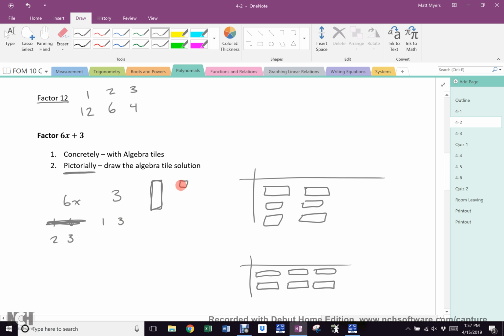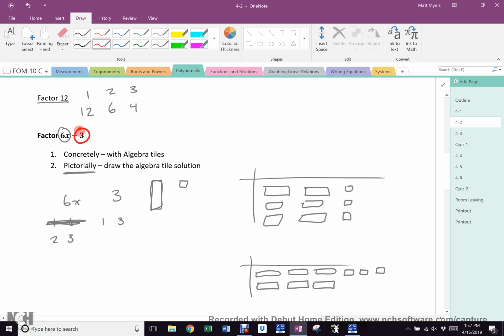Now I got to get into the rectangle. I got to get 3 of these little guys. What are my only options for 3 of the little guys? I could go 1, 2, 3, correct? Or I could go 1, 2, 3, correct? Which one makes a rectangle, the top or the bottom? The top. So this is my product. 1, 2, 3, 4, 5, 6 x's, right there. 1, 2, 3, right there, correct?